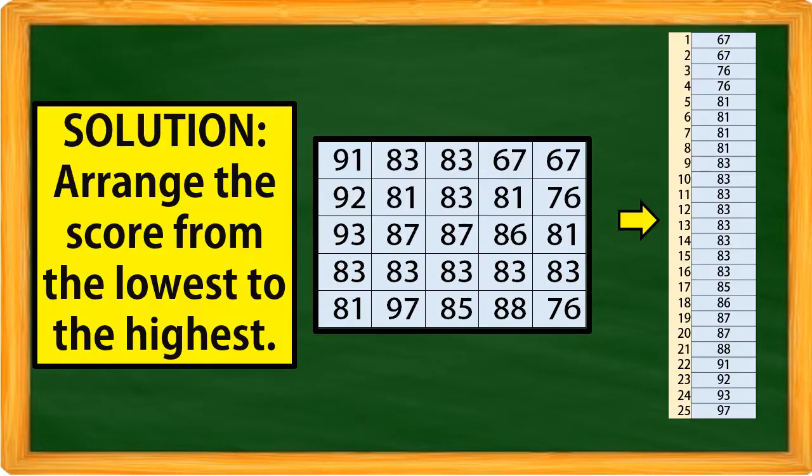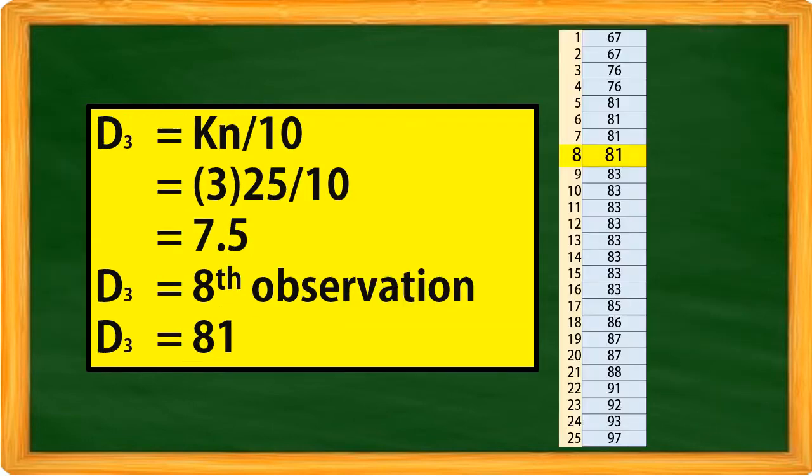In computing for the decile, the same with the quartile, we need to arrange the scores from the lowest to the highest. So, since the same ang score natin, ito ngayon ang magiging kalabasan ng arranged na scores po natin. Let us compute for decile 3.